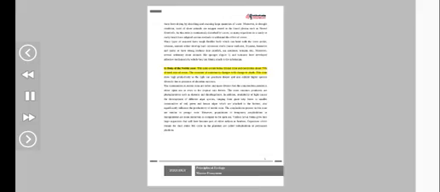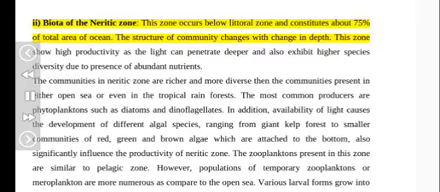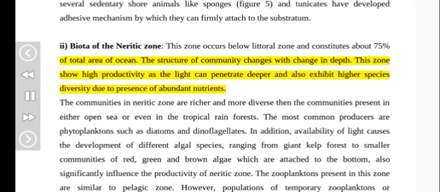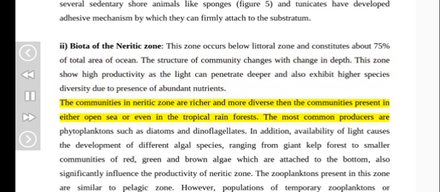This zone occurs below the littoral zone and constitutes about 75% of the total area of the ocean. The structure of the community changes with change in depth. This zone shows high productivity as the light can penetrate deeper, and also exhibits higher species diversity due to the presence of abundant nutrients. The communities in the neritic zone are richer and more diverse than the communities present in either the open sea or even in the tropical rainforests.